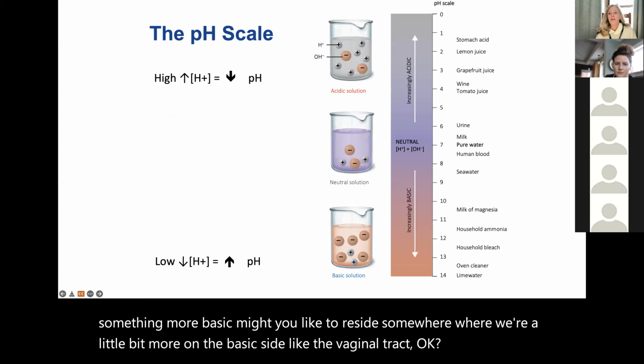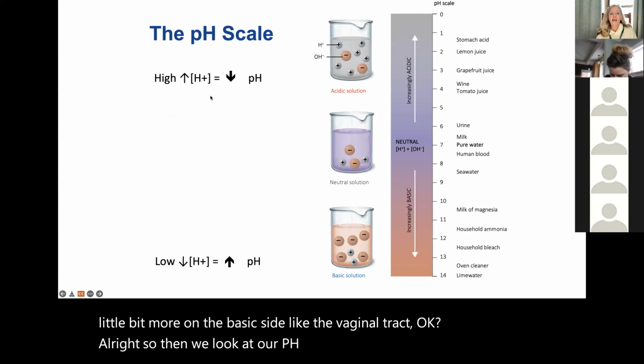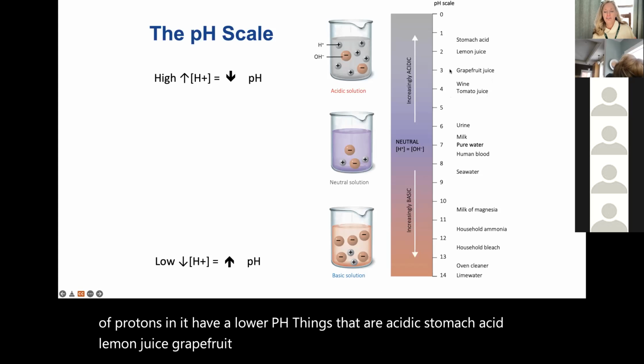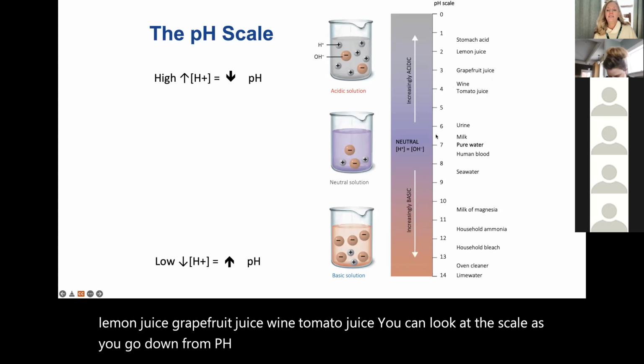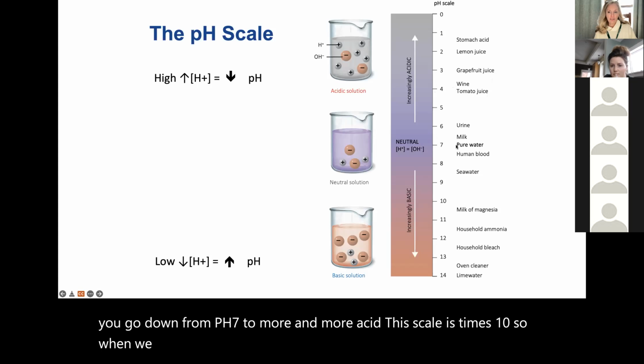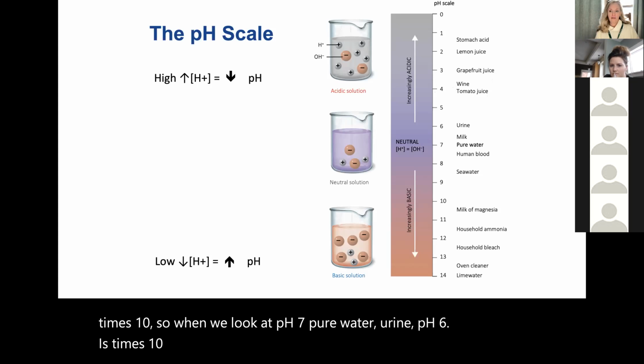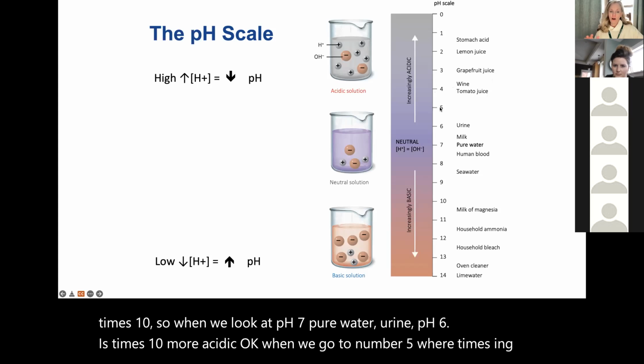So then we look at our pH scale. Things that have a high number of protons have a lower pH. Things that are acidic: stomach acid, lemon juice, grapefruit juice, wine, tomato juice. You can look at the scale. As you go down from pH 7 to more and more acidic, this scale is times 10. So at pH 7 is pure water, and urine at pH 6 is 10 times more acidic. When we go to number 5, we're multiplying by 10 again, a logarithm of pH.